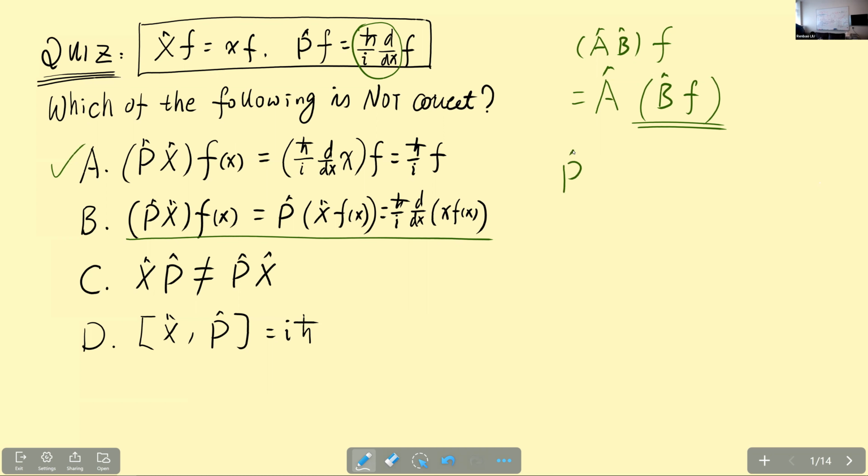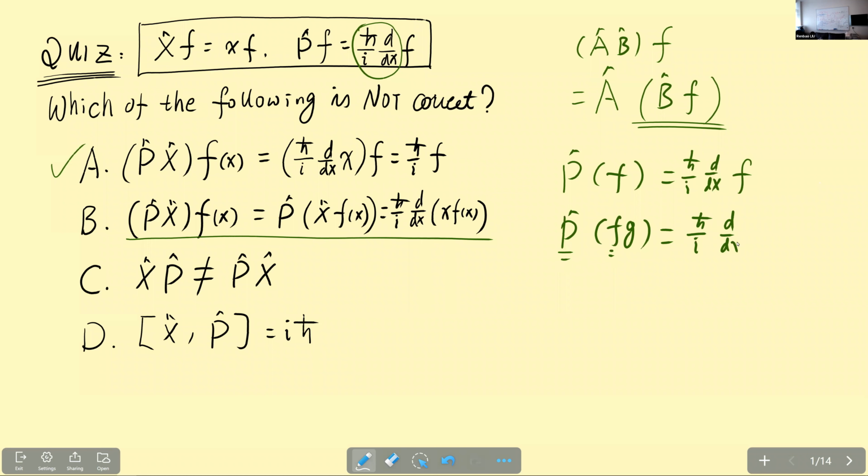So if I have a P acting on a wave function, this is h bar over i, d over dx, and f. If you have two functions, for example, this P is not only acting on this f, this P acts on everything afterwards. So that means it's h bar over i, d over dx, and all of this. Or you can also act this one on another function of this one. So this actually means h bar over i, d over dx.